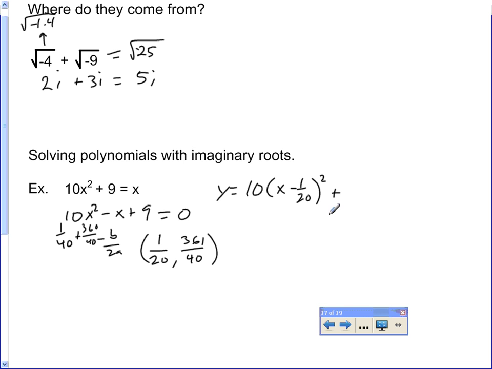Oh, I forgot to put this part in. So this isn't right. So I have 1/40th here minus 1/20th, which would be 2/40ths. So I subtract 2/40ths of this, which would be negative 1/40th, and then add my 360. So really it's 359/40ths.